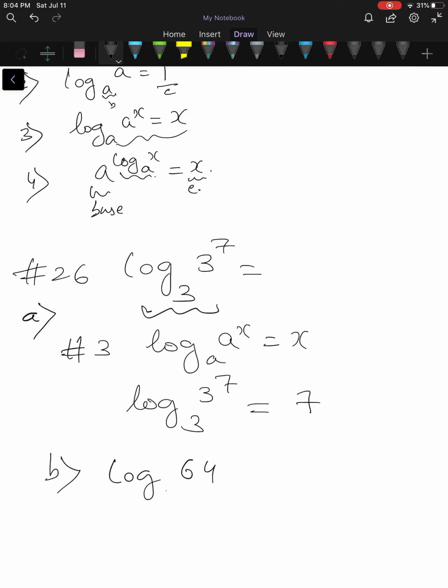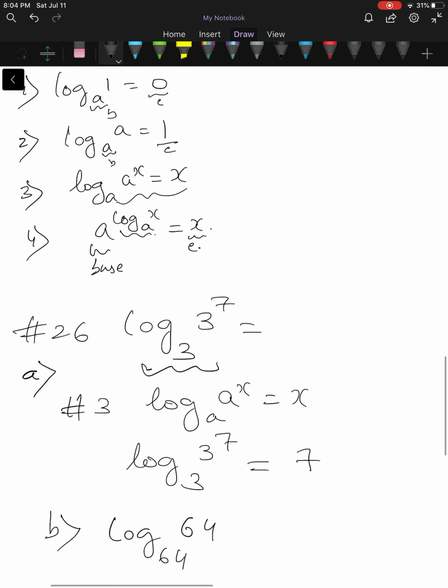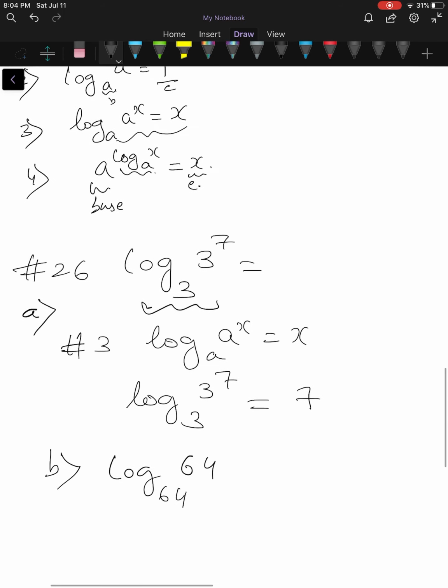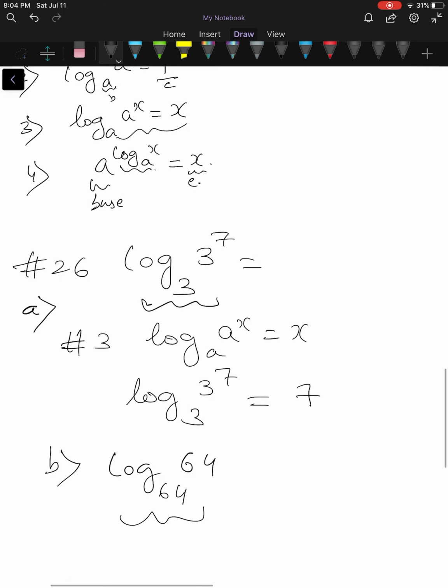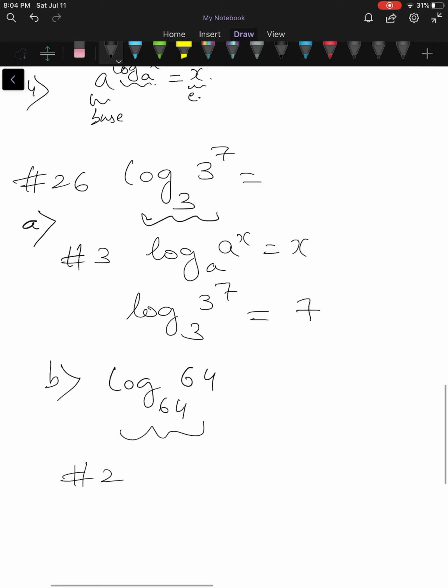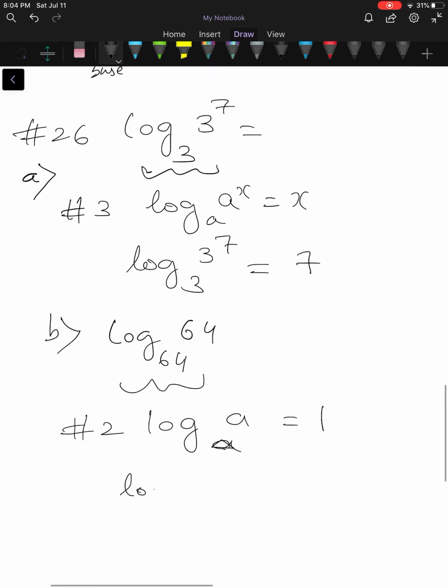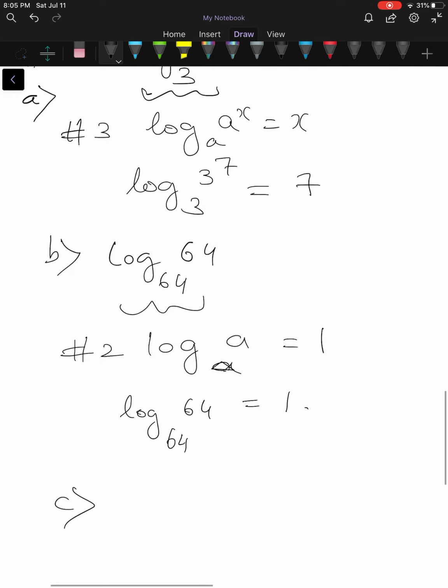And if I have to solve B, log of 64 to the base 64 itself, that is log a to the base a. This is property number 2. So applying property number 2, log of a to the base a is 1. So log of 64 to the base 64 is 1.